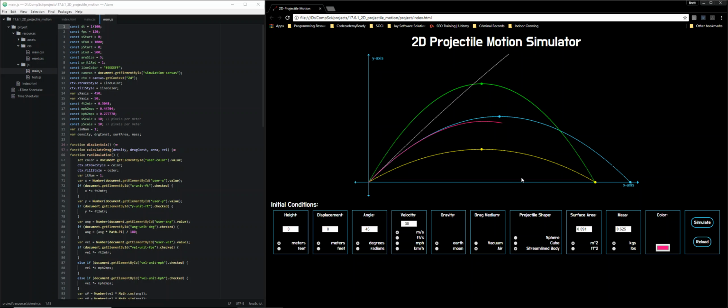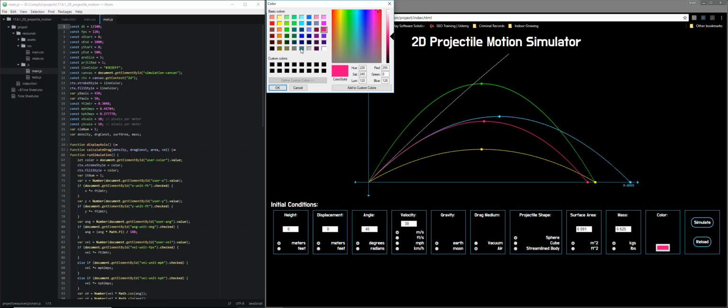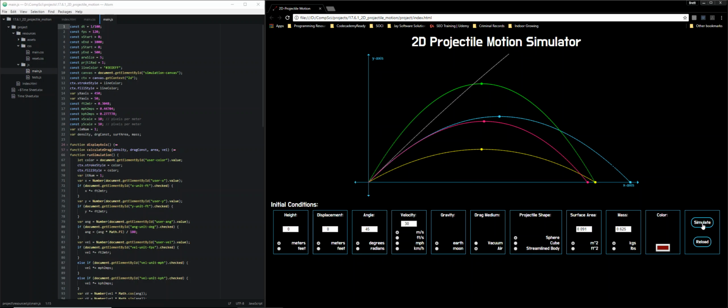So here we go. And that's exactly what we were expecting. It's a little bit shorter in terms of the y and the x-axis. Now let's change our projectile shape to a sphere. So this is not going to cut through the air quite as well. So it's going to be even shorter in terms of the max height, and it's going to be even shorter in terms of the maximum displacement. And we'll change this to round. All right, so now we see the sphere was quite significantly shorter than the streamlined body.